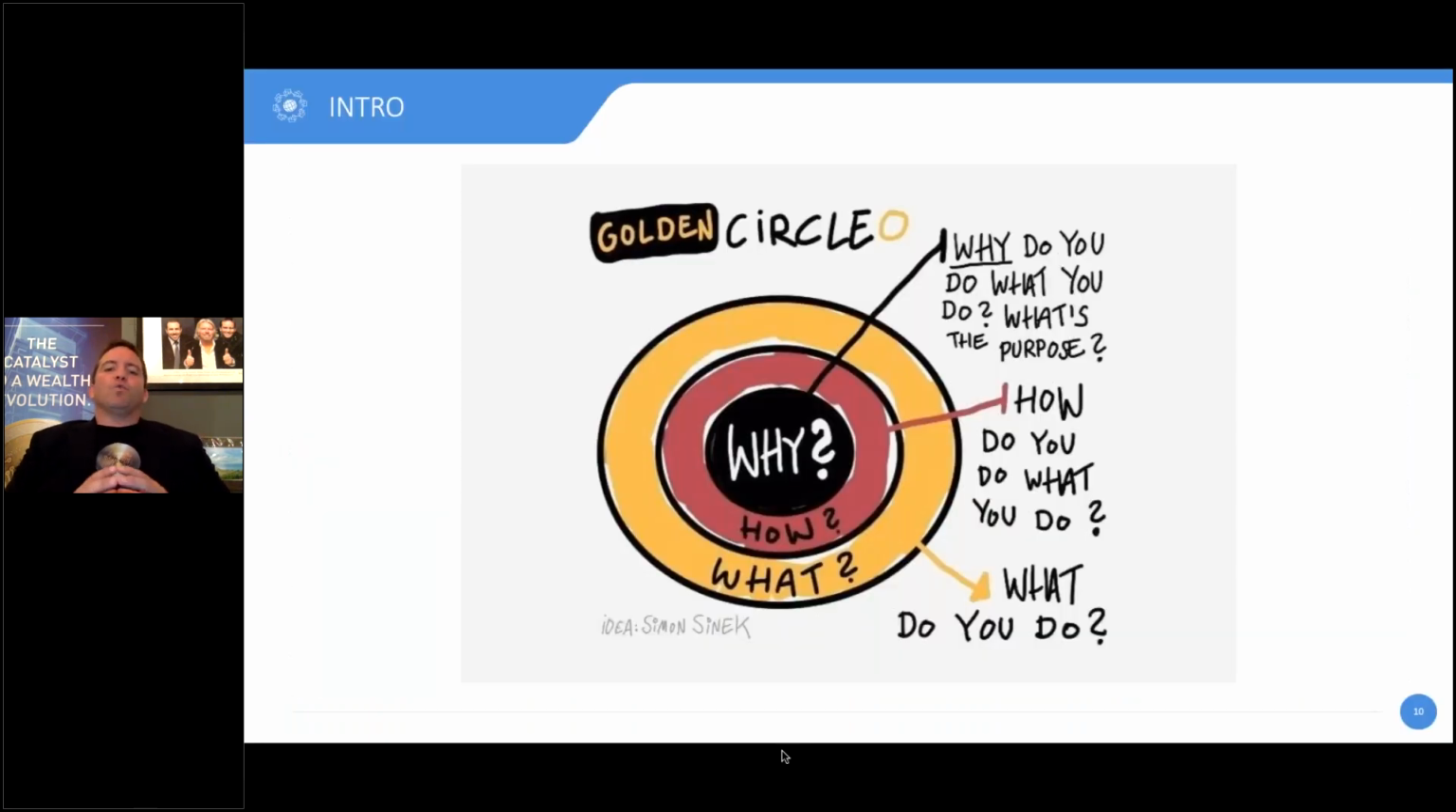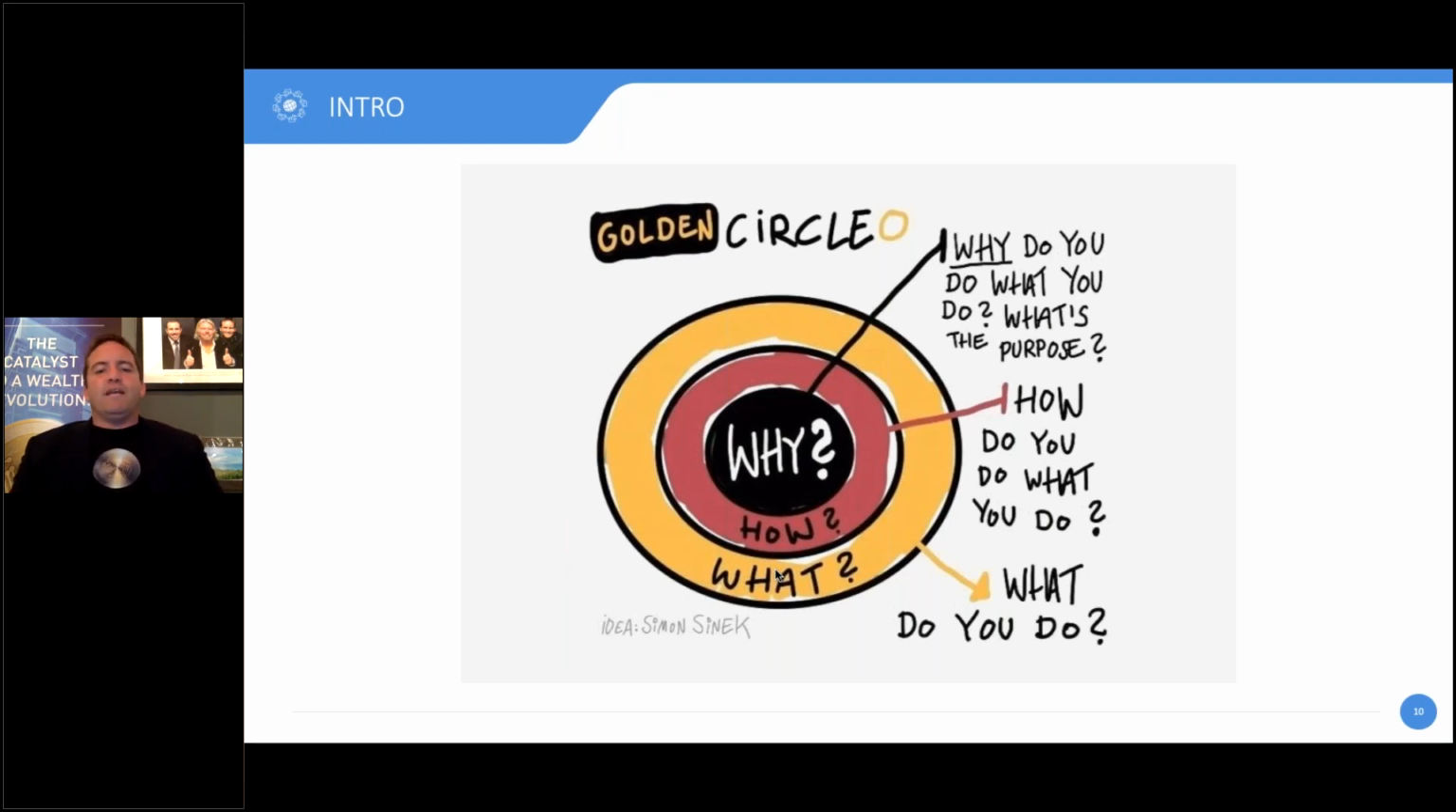Let's start with what I believe is one of the most important frameworks in life, and it's called the Golden Circle. It comes from Simon Sinek. Now, most people in life are running around trying to figure out how and what. There's many of you who are here tonight that are going, how can I invest offshore and what do I need to do?